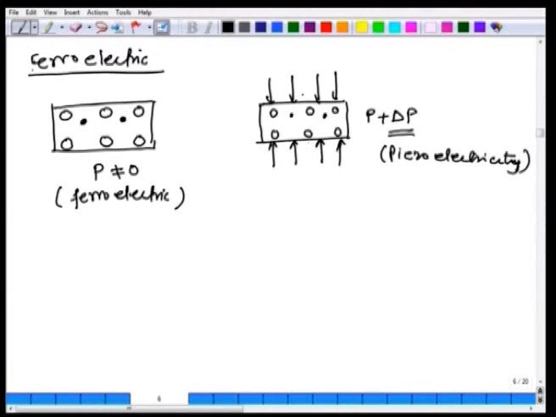Of course, if you take away the stress, it will come back to the state where there will again be some net polarization, but of lower value, which is P, so that polarization will continue to be there. So this is the nature of ferroelectric material, which is where we are heading.